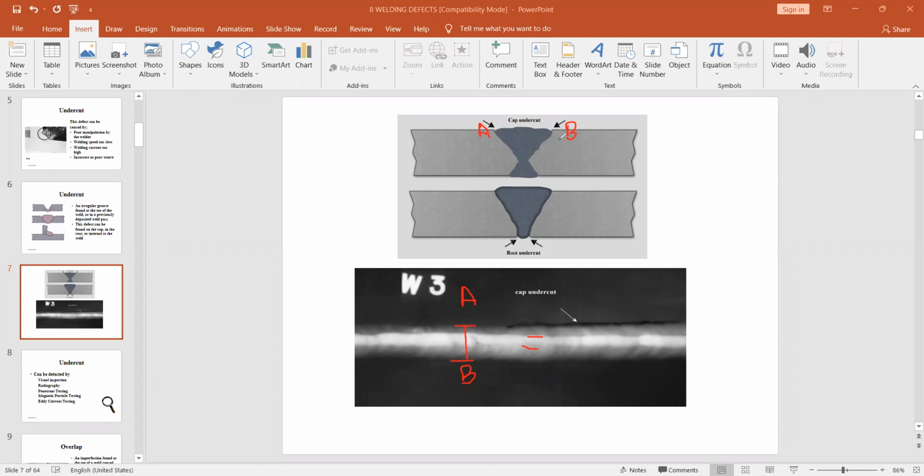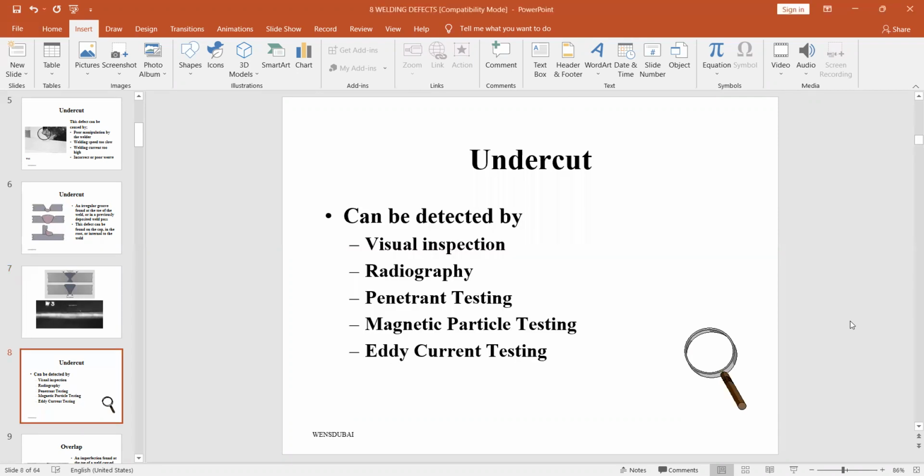So now you understand, right? The undercut means basically the base metal is melted here. So this is the root undercut. This is the root undercut. This is the cap undercut. So please remember, I will share this slide also after this course. So please go through that.